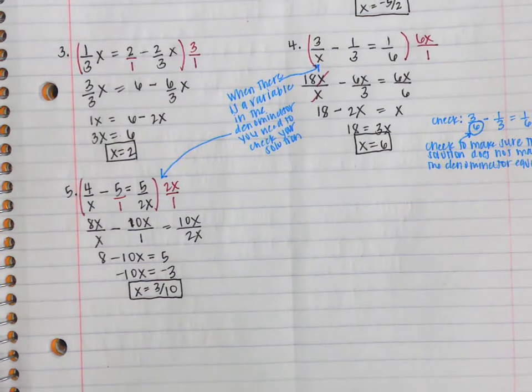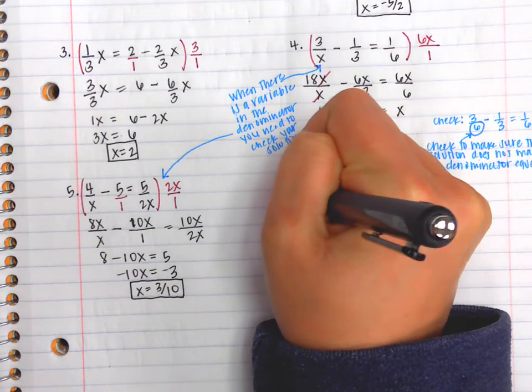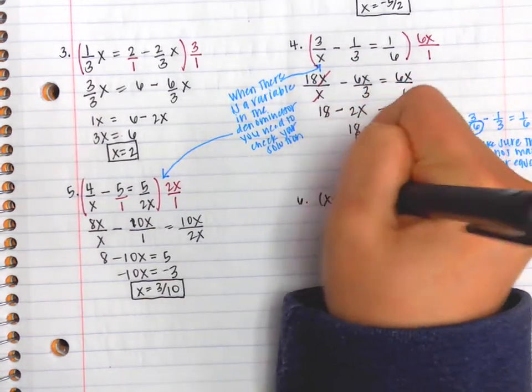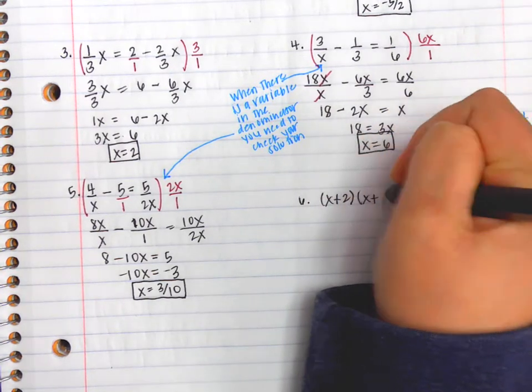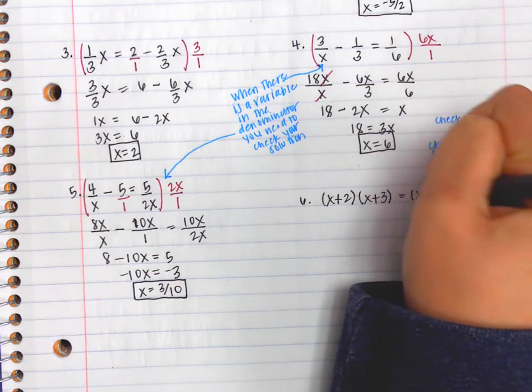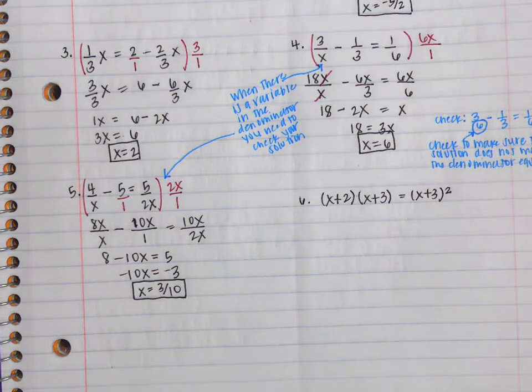Okay, so let's continue on with another problem. We're going to do 6. So we have x plus 2 times x plus 3 equals x plus 3 squared. Okay, so from there, what you guys are going to do, think about it. What would you do first here if you were trying to solve this problem? And if you're thinking multiply it out, you would be correct.